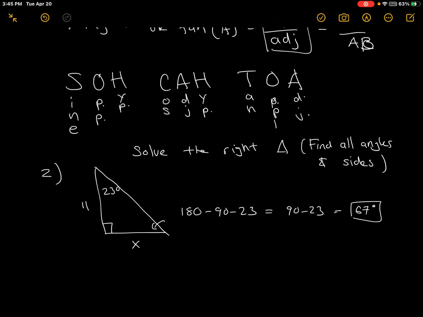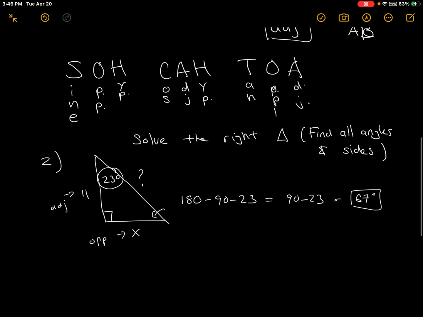I'm given a side, and I also need to figure out what x is. It doesn't really matter how you want to approach this problem. I would figure out what x is first, and again, there are multiple ways of solving this problem. I know that this is 23 degrees. In relationship to the 23 degrees, I'm given an adjacent side and I need to figure out the opposite side. This is adjacent to 23, and this is opposite to 23. So relative to 23, 11 is the adjacent side and x is the opposite side. So what trig ratio are we going to use?